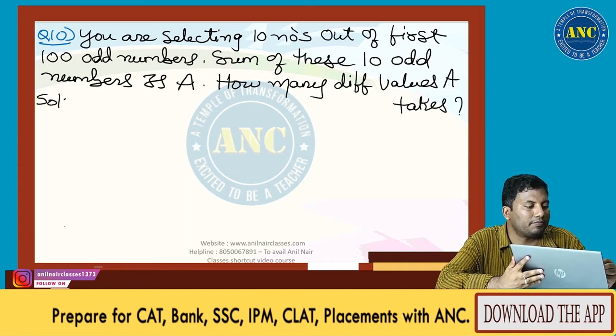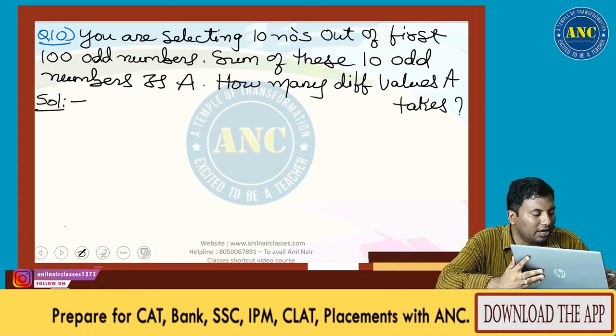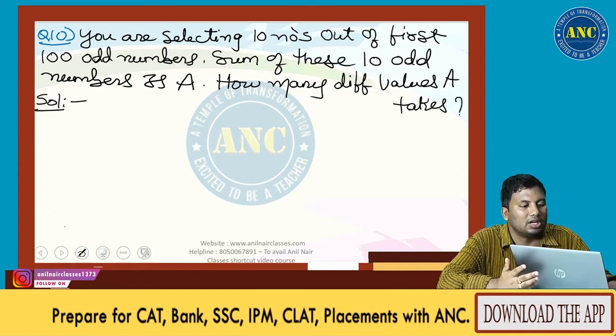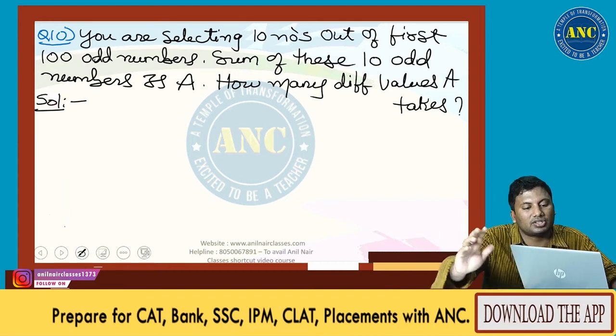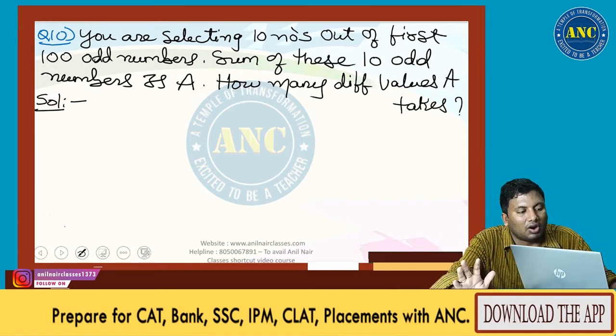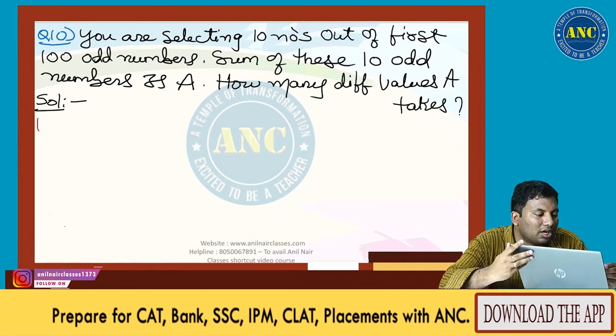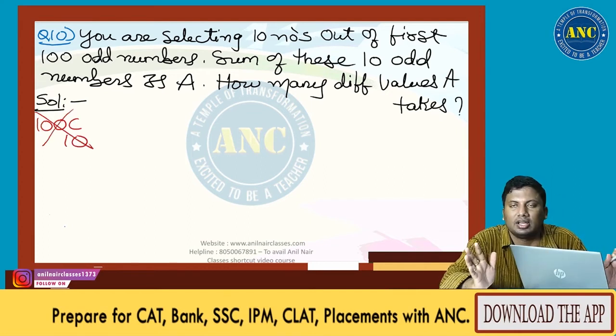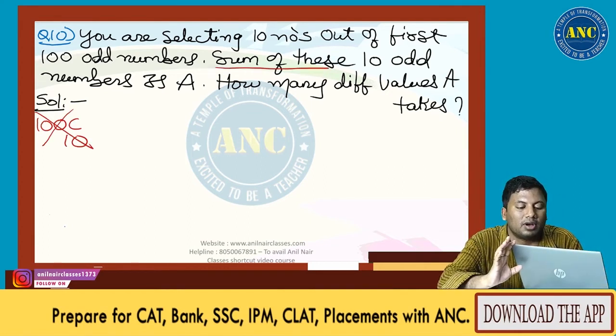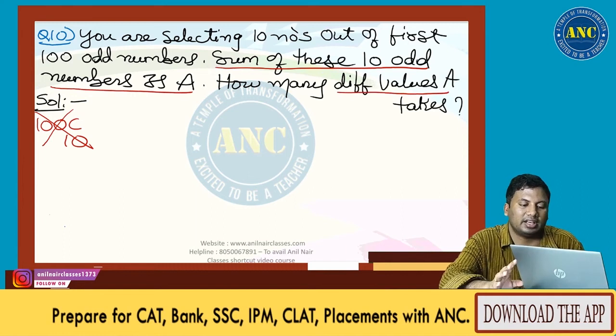Solution. Very, very good question, sir, it is. You are selecting 10 numbers out of first 100 odd numbers. Immediately, students who have not read the question will tick mark 100 C 10 as the answer. But that is only the first statement of the question. Sum of these 10 odd numbers is A. How many different values A takes?